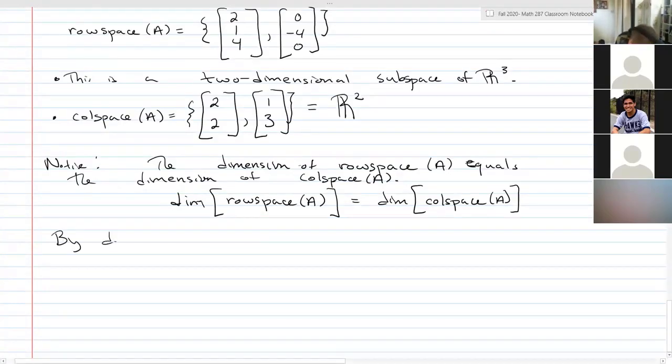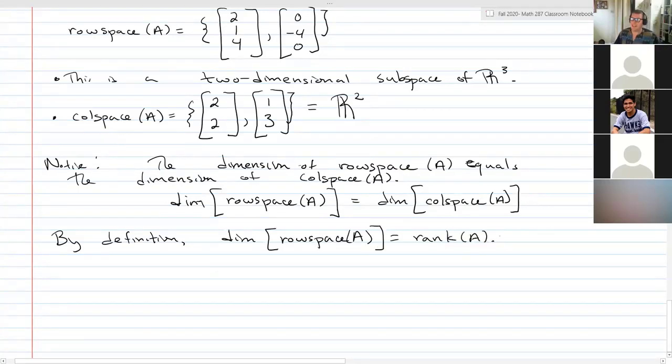So we're going to say by definition, dim of the row space of A equals the rank of A. Now let's think about why for just a moment. The row space of A is defined as the number of non-zero rows in A. Or excuse me, the row space of A is defined as the number of non-zero rows in REF A. So its dimension is going to equal the number of non-zero rows in A. So let's write that down.